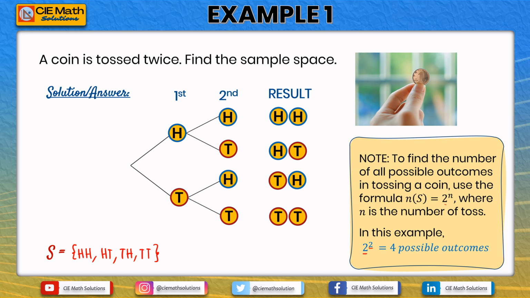There are 2 possible outcomes. That will be the base. And the power is 2. That means the coin is tossed twice or 2 times. Then 2 raised to 2 is equal to 4. There are 4 possible outcomes then. This is the number of elements in the sample space.